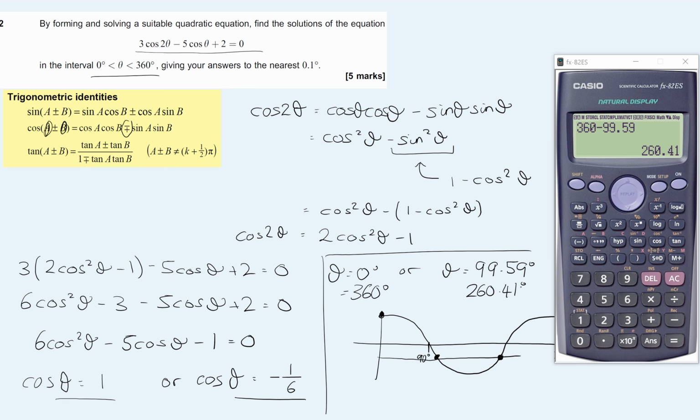Now, I've got four solutions here. Checking back with the range, the 0 and the 360 are not included in the range. So neither of those two are going to be my solutions. So my final solutions for my 5 marks are 99.6, sorry, make sure you get your rounding right, because if you don't do your rounding, you will lose a mark, or 260.4. So as I say, make sure you round them and then you're all finished and that question is done.